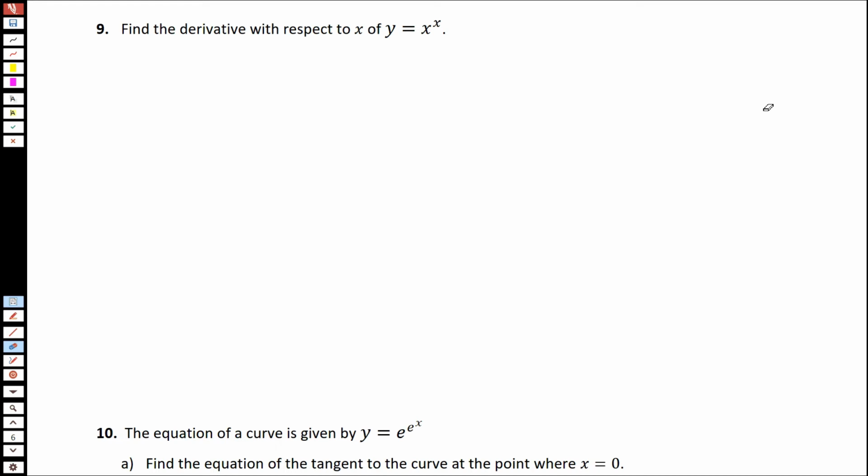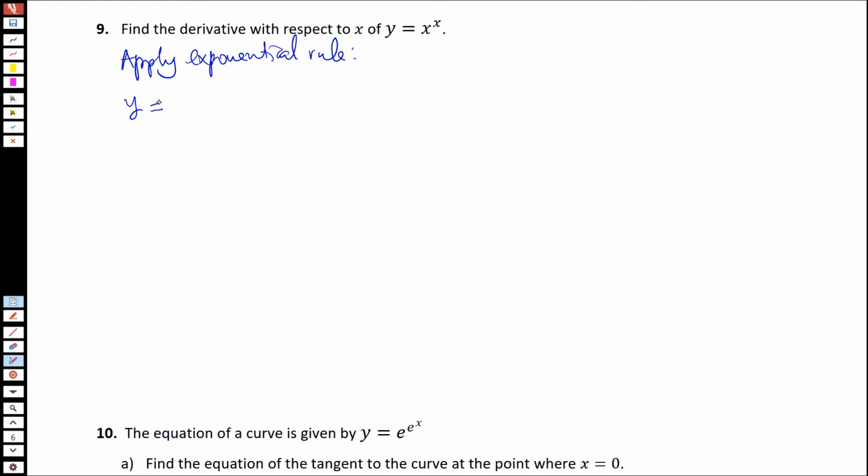In number 9, we are required to differentiate this function. So the first thing that we can do is to apply the exponential rule to rewrite it such that we can be able to differentiate it comfortably. If you apply the exponential rule, what we shall end up with is this function written in this form.